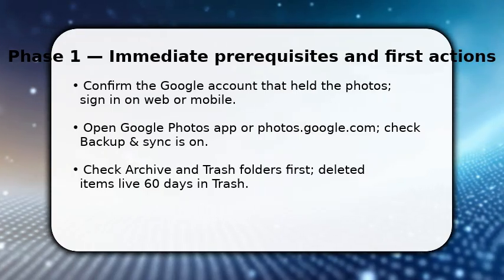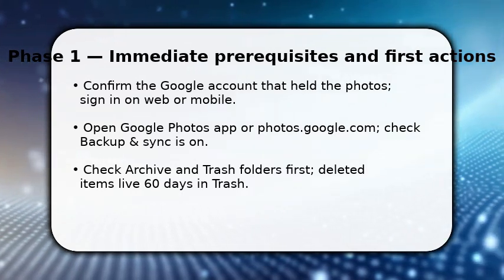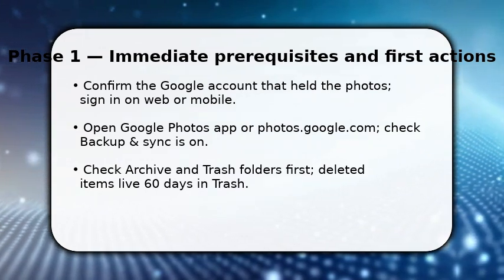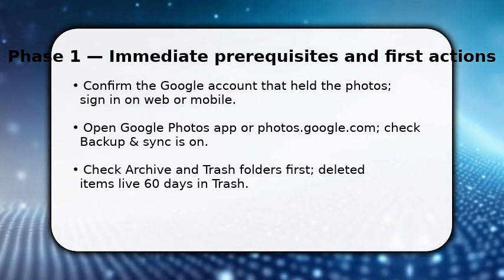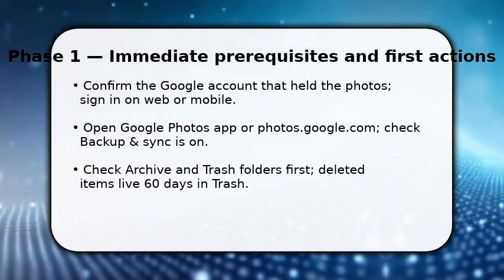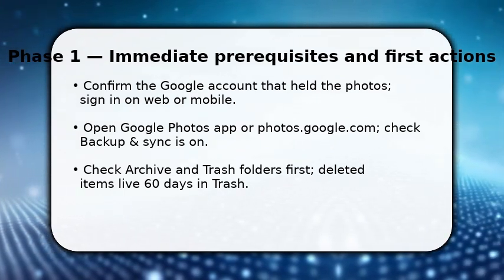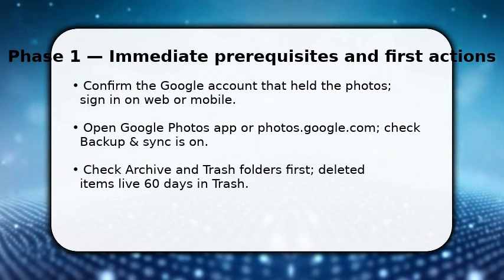You start by confirming which Google account held the images because restoration happens per account. Once signed in, open Photos.Google.com or the Photos app and make sure Backup and Sync is enabled so originals are visible. Next, check Archive and Trash. Items deleted are kept for 60 days, so you may already have them. If Backup and Sync was off, proceed to the next steps to search device folders and prepare an export.